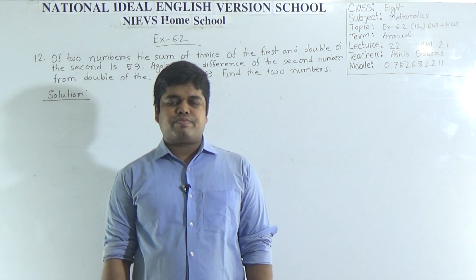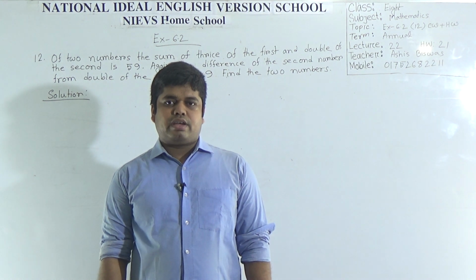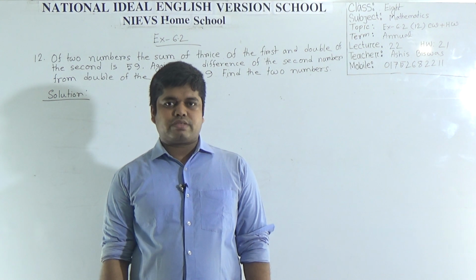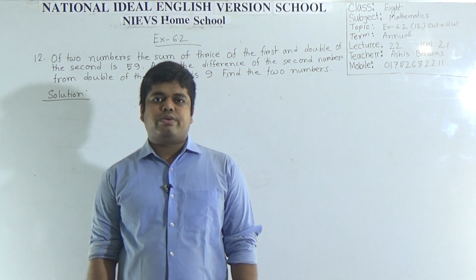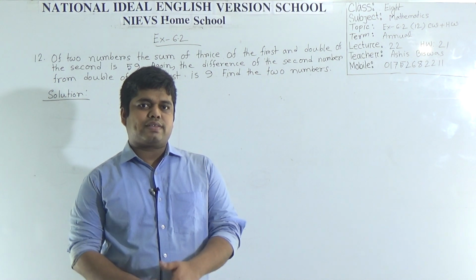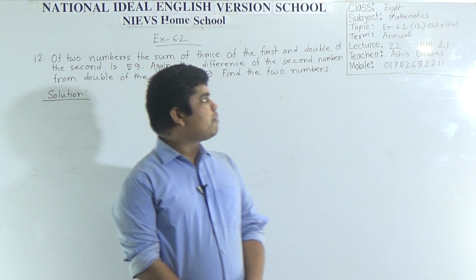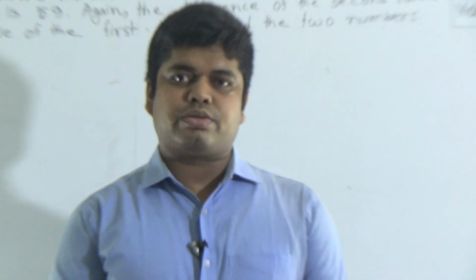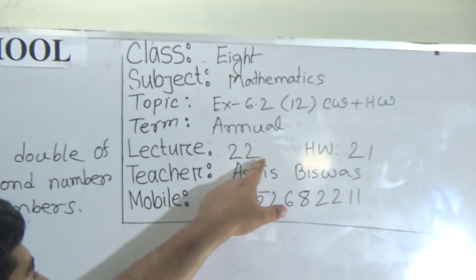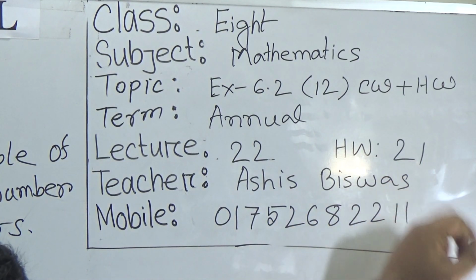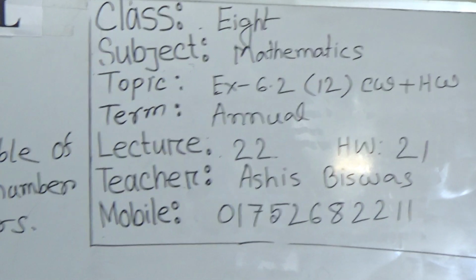I am Ashis Biswas, an assistant teacher of mathematics in National Ideal University School, morning shift. Today I am going to take a math class for the students of class 8. Our today's topic is exercise 6.2. In exercise 6.2, we shall solve question number 12. Question number 12 will be your CW and SW also. My dear students, today is our lecture number 22 of annual term and today's SW number will be 21. So, let us start our class.